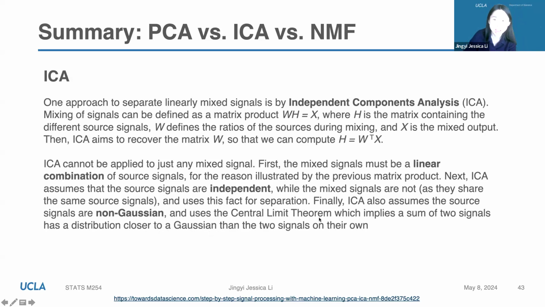So this is about the algorithm design for ICA, which we didn't cover. Like, how do we enforce this independence in our objective function? But basically, these are the things we should bear in mind. Non-Gaussian is the key thing.